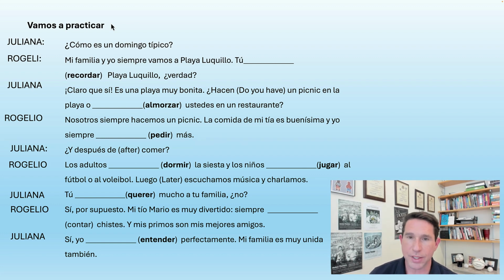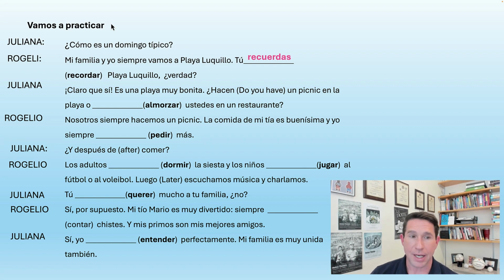Subject-verb agreement. What's the subject, right? Tú. So we have a verb with an O. Remember our changing rules? E to IE, O to UE, E to I. So this is an O, so it can only go to UE. So tú recuerdas. Muy bien. So Juliana dice, claro que sí, es una playa muy bonita.